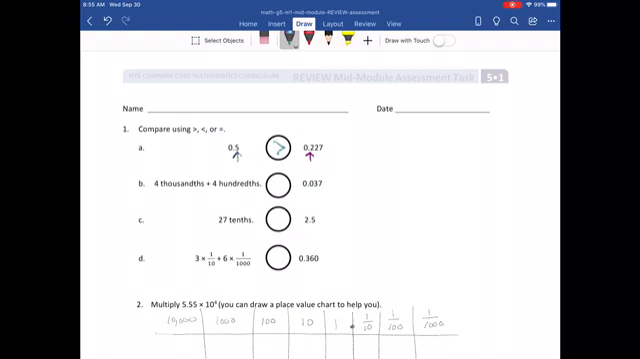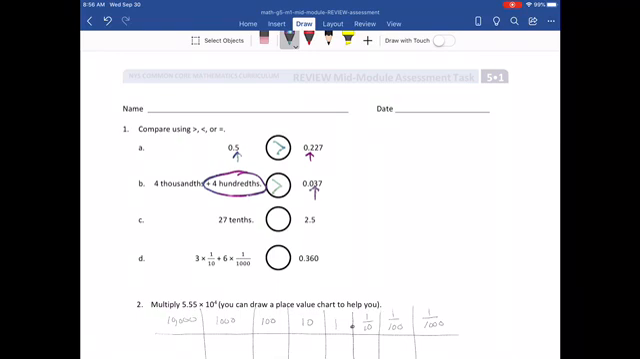Letter B, we have 4 thousandths plus 4 hundredths. And then on the right-hand side, we have 37 thousandths. So notice we can compare here the hundredths place. We have 4 hundredths here. We have 3 hundredths here. So 4 hundredths is bigger than 3 hundredths.